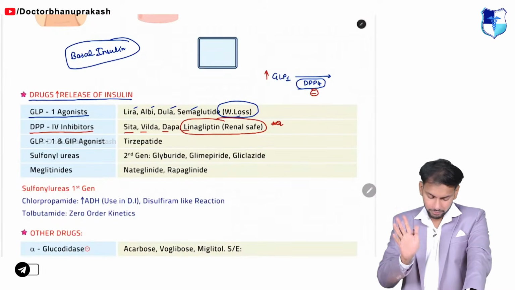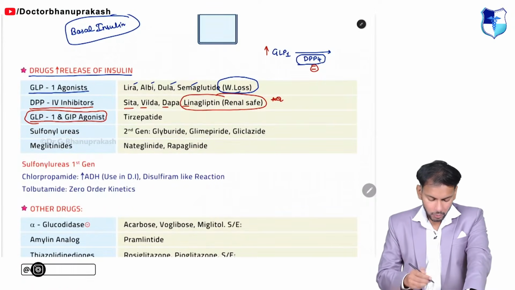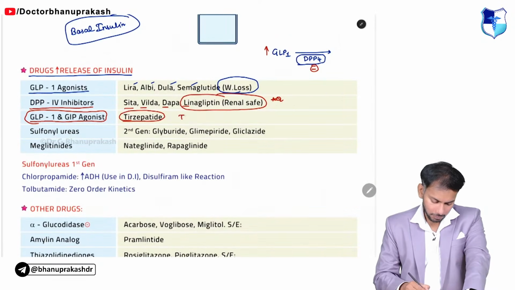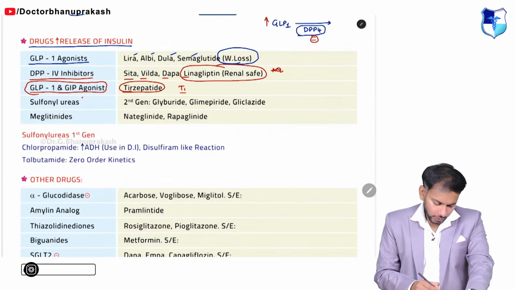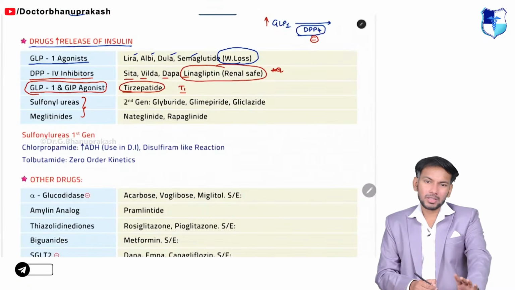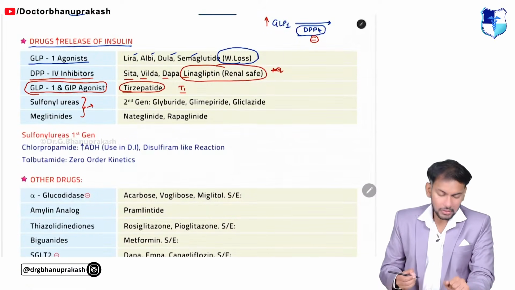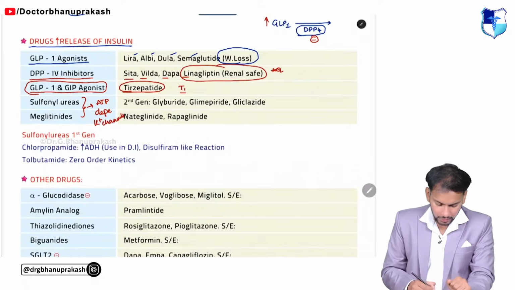Now, we have one more thing, that is GLP-1 and GIP agonist. It is having dual action. This is tirzepatide. Two actions, so tirzepatide. T for 2. Got it? So that's all. About the sulfonylurea and meglitinides, I've already asked you to watch that reel where I've explained everything very carefully. Yes, these will block the ATP dependent potassium channels. So it will release the insulin.